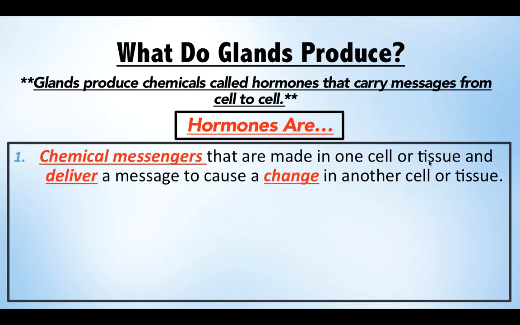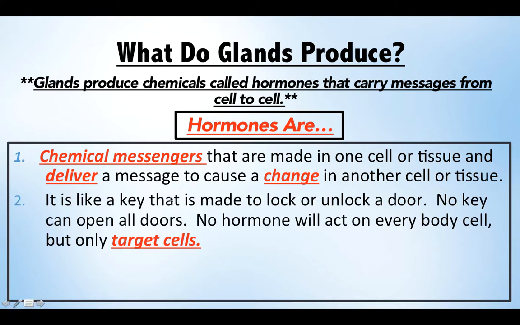So chemical messengers are made in one cell, and they deliver a message to cause a change in another cell. So that's a whole goal of hormones. They are sent by those different glands, these six different glands. They are sent by one of those glands to a different cell or tissue to change something. Just like a thermostat, if you were to change a button and make it warmer or colder, it would change the environment of your home. This does the same thing. Hormones change the environment, or they tell a cell or a tissue to change something to help regulate the body back to where it needs to be.